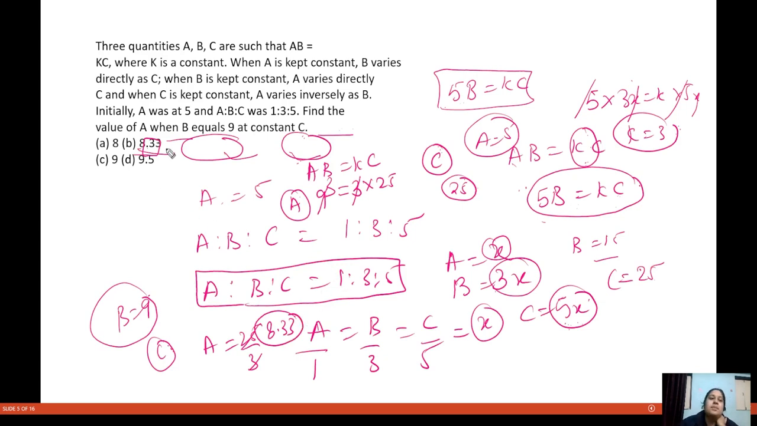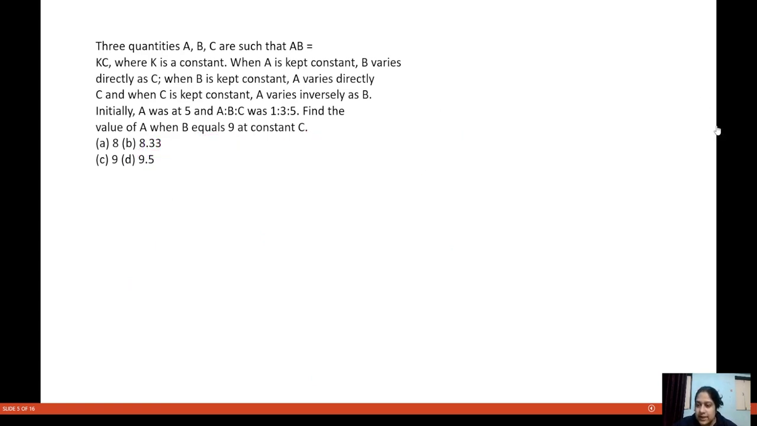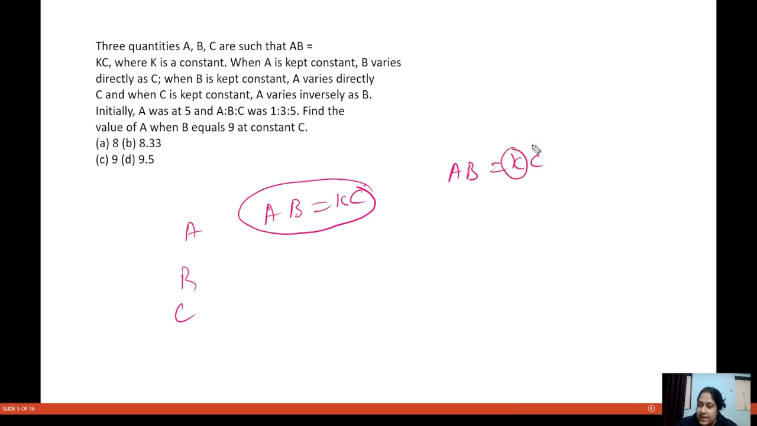What I am saying here is that you are given A, B, C, and AB is equal to KC. Whenever this kind of equation is given, AB is equal to KC, where K is constant, that means A is directly proportional to C. If A increases, C will also increase. B is directly proportional to C. If B increases, C will also increase. And A is inversely proportional to B. So when A is increasing, B is decreasing.